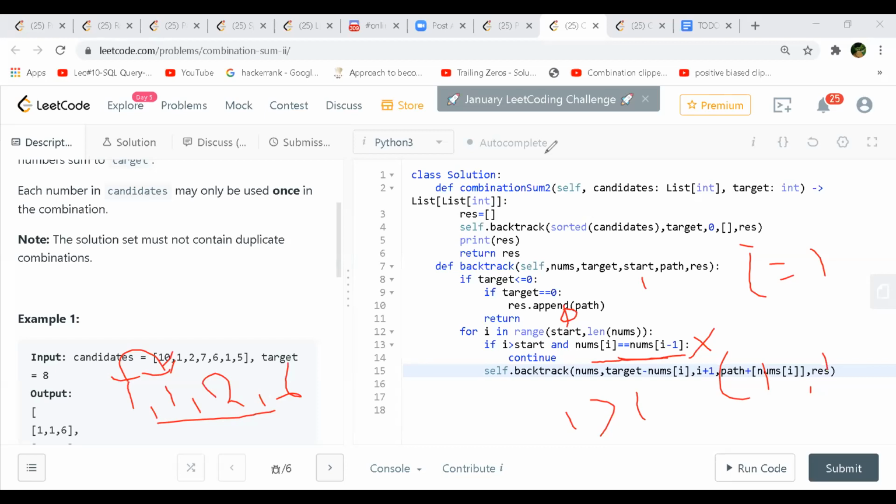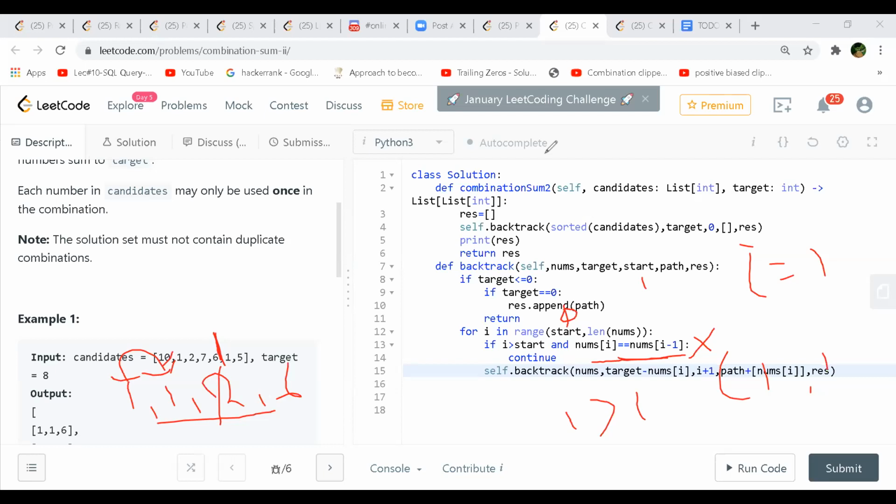One more thing. When is line number 13 being triggered? Let's say I have one more 1 here, three ones, then also it will not be triggered, because we discussed when i was equal to start. Every time we are in a recursion stack and we have many duplicates, it will take only a single one, then pass on to the next recursion.